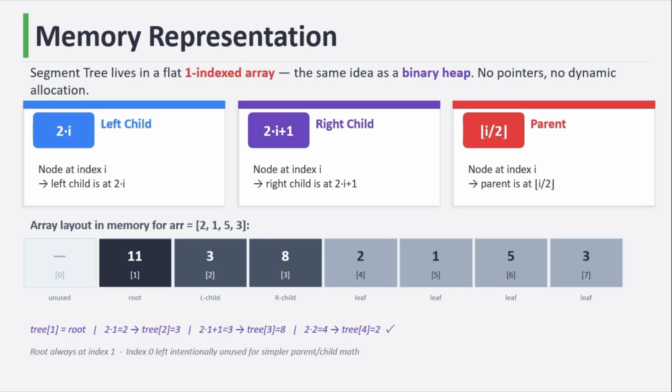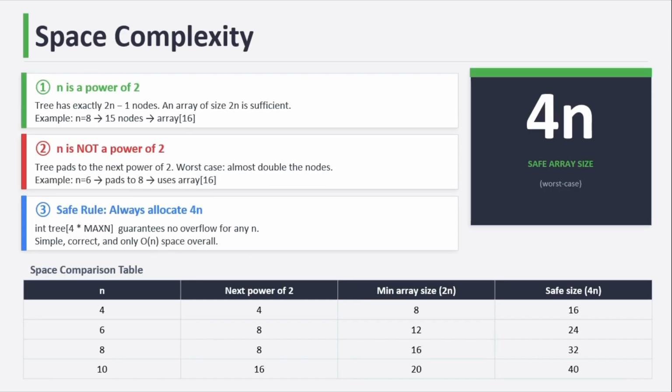Space complexity. Let's talk about how much memory a segment tree needs. If n is a power of 2, we need exactly 2n minus 1 nodes, so an array of size 2n is enough. But if n is not a power of 2, the tree pads itself to the next power of 2, which can nearly double the size. So the safe rule everyone uses is to always allocate 4n space. This guarantees no overflow for any value of n. It's simple, it's correct, and it's still O(n) space overall.